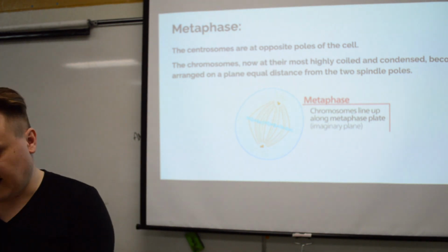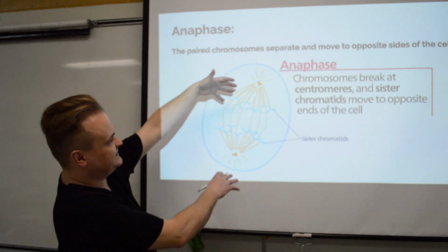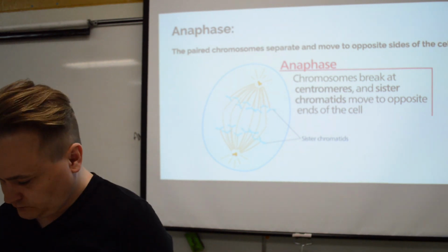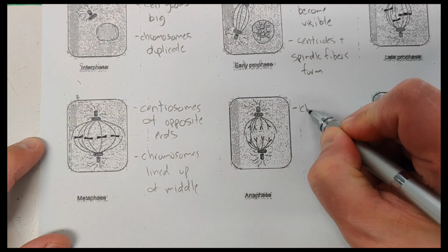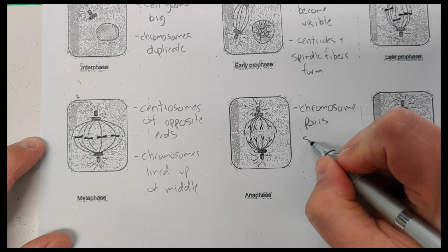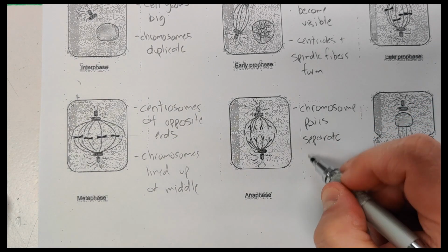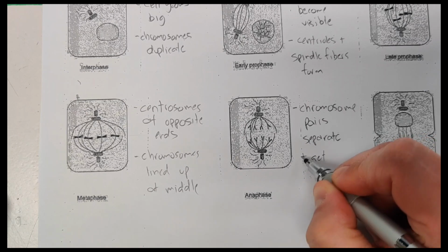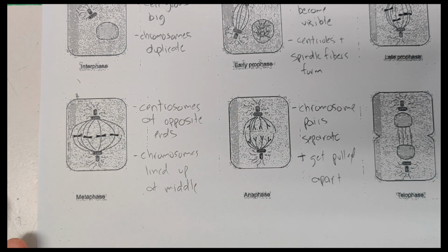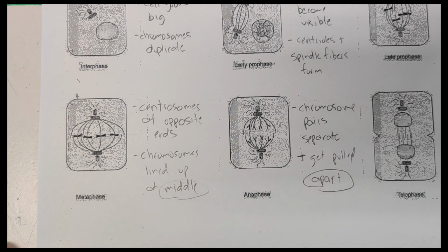Now we're going to go to, of course, I picked my apples, anaphase. We're going to go to anaphase. And what happens in anaphase, you can see that this is going to start getting pulled apart. So the paired chromosomes separate. So chromosome pairs separate, I think. Yeah, that's a good way to write it. And get pulled apart. So I would circle the word middle. I'd circle the word apart there.